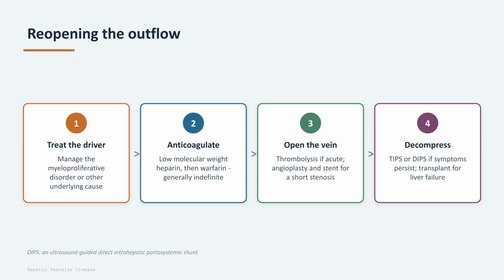Step 3. Open the vein. Consider thrombolysis if the presentation is acute, and angioplasty with a stent if there is a short stenosis. Step 4. Decompress. A transjugular intrahepatic portosystemic shunt, or a direct intrahepatic portosystemic shunt placed under ultrasound guidance. And liver transplant for acute liver failure, or when everything else fails.